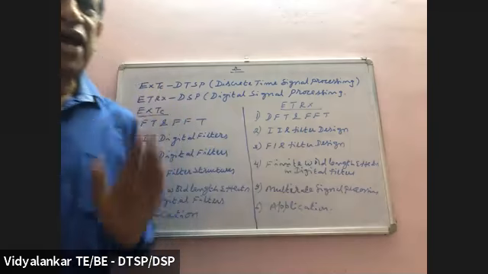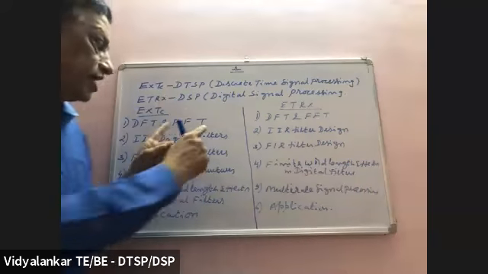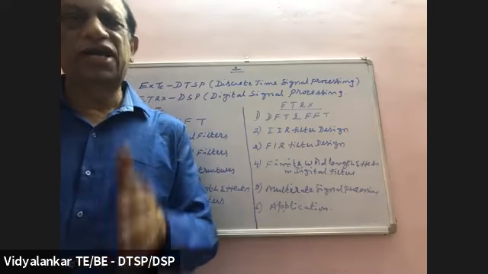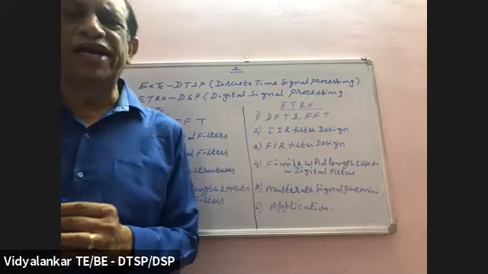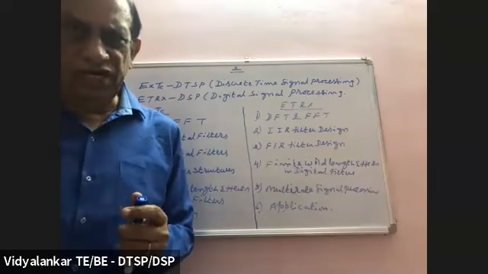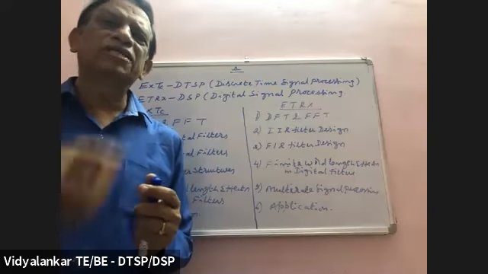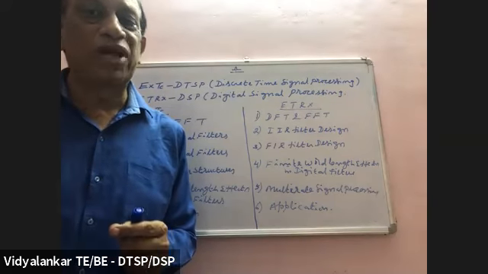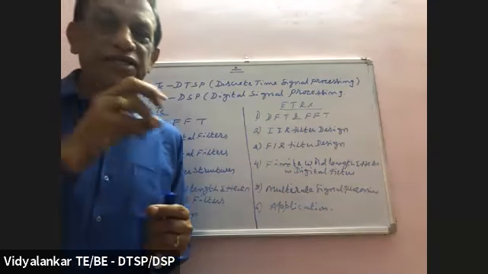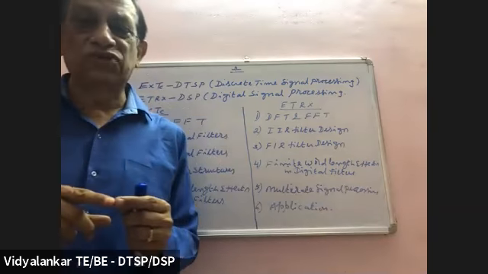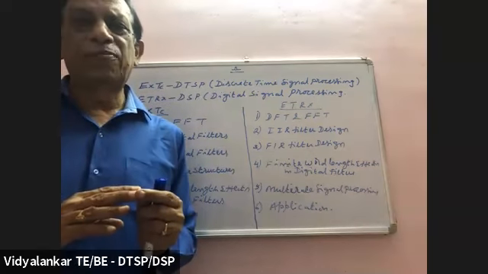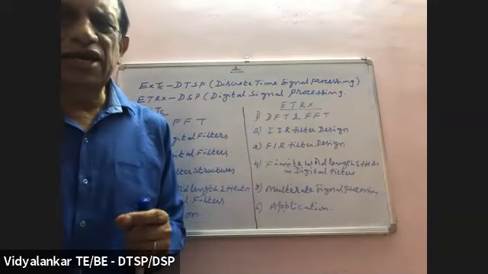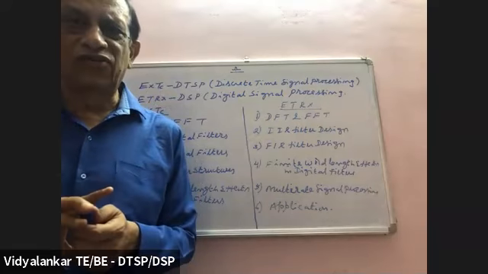Normally, whenever we design an IIR filter, we first design an analog filter. That analog filter will be converted into a digital filter by using the relation between the Laplace transform and the Z transform. Analog filter means we have to apply the Laplace transform, and digital filter involves the Z transform. So once you design with the Laplace transform and convert the S plane into a Z plane, the analog filter will be converted into a digital filter.